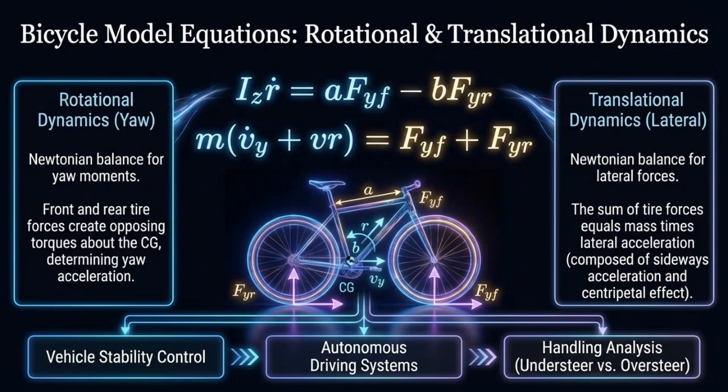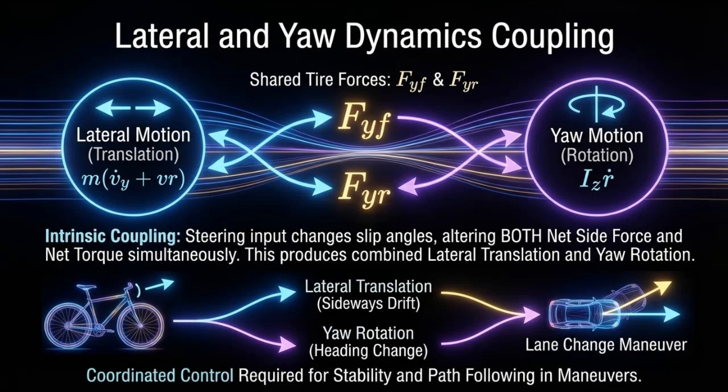Two equations encode rotational and translational Newtonian balance for a simplified yet powerful vehicle model. They reveal how tire forces simultaneously generate yaw and lateral motion, explain understeer versus oversteer, and serve as the computational heart of modern stability and autonomous driving systems.